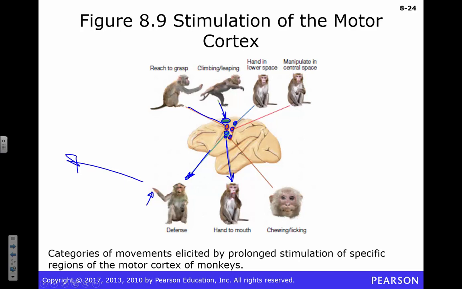So it's only one arm because they only stimulated one side of the brain, right? So you only get one side. But if you can imagine the monkey putting out this other arm, now that looks a little more like a defense behavior, right? You get both sides involved instead of just one side.